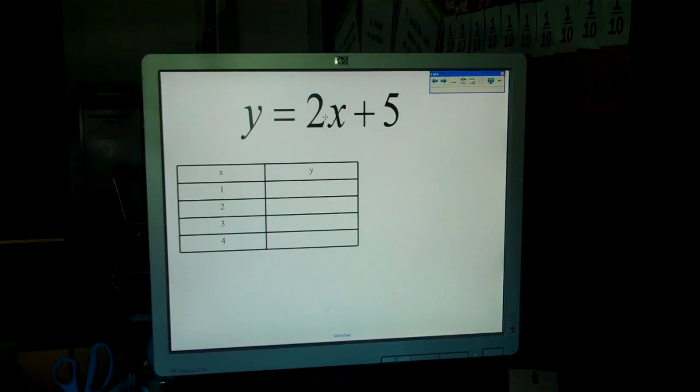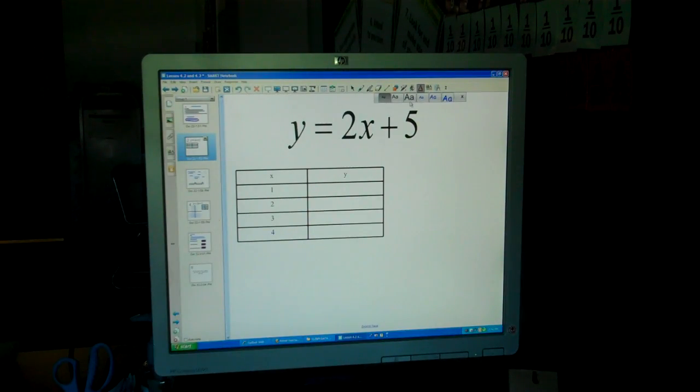So here we go. Here we have y equals 2x plus 5. This is a function. Okay? That will always be a function. We've done those. We know how to plug them in. This is going to be our function table. Okay? So we need to plug some numbers in.